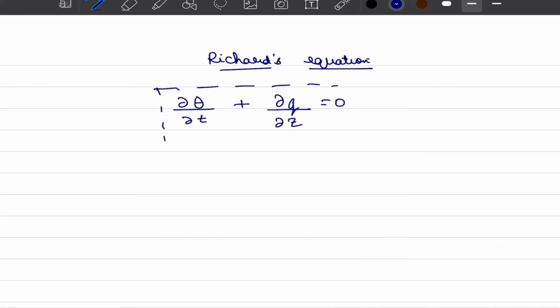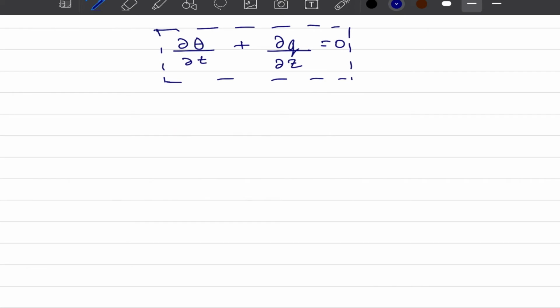And in this video, we are going to discuss another important fundamental expression which we call Richards' equation, which is widely used to understand the rate of infiltration through different soil strata. But to do that, we need to understand Darcy's law first. Darcy's law says that Q is directly proportional to the gradient of head that exists in the porous media under consideration.